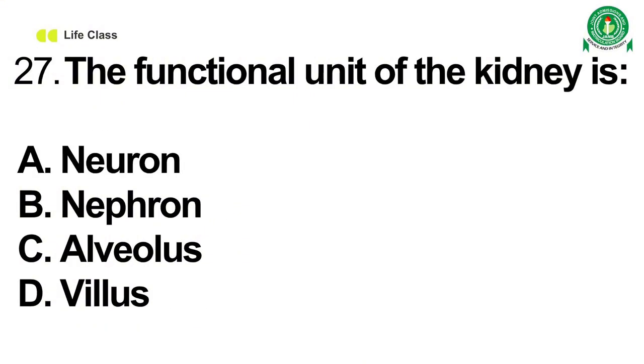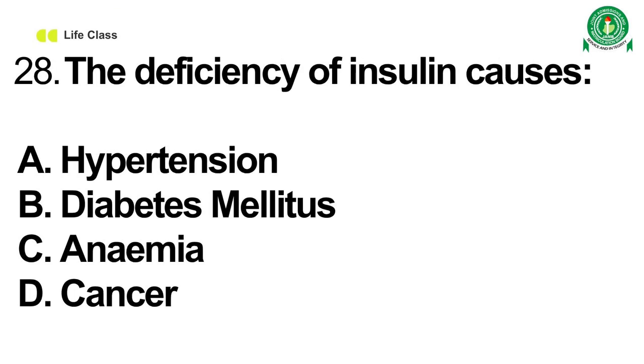The functional unit of the kidney is A, neuron, B, nephron, C, alveolus, D, the villus. So the correct answer here is the nephron, B. The deficiency of insulin causes A, hypertension, B, diabetes mellitus, C, anemia, D, cancer. So the correct answer here is diabetes mellitus.